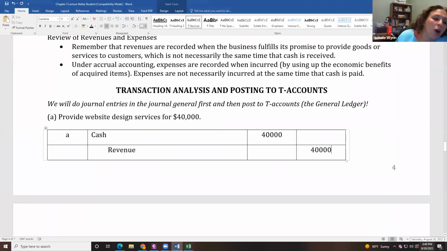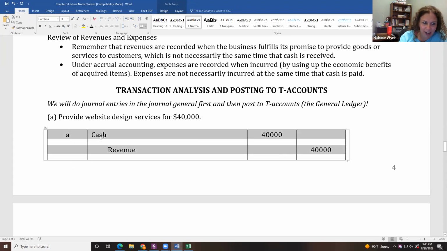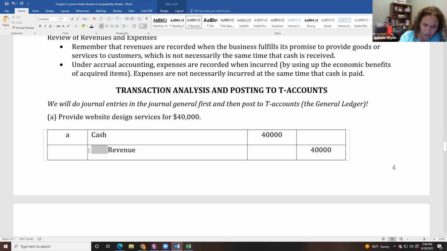Okay. So this is the journal entry. Journal entries have a debit and a credit. I indent my credit. It's very important. And so I received cash and the revenue is earned. And so I'm putting it in revenue.